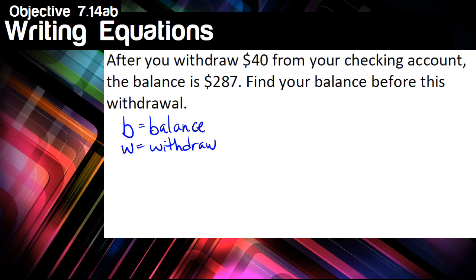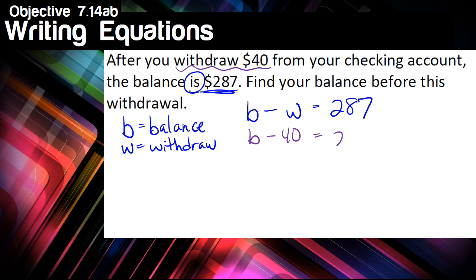We have the word "is" here, is equal to $287 at the end. So our original balance minus the withdrawal, because we're taking out money, is going to be equal to $287. We got some key information. That withdrawal was $40, so our balance minus $40 is equal to $287. Let's figure out how much money we had in the very beginning. So let's add 40 to both sides of our equation. We're doing inverse operations here to figure out what our original balance is going to be.